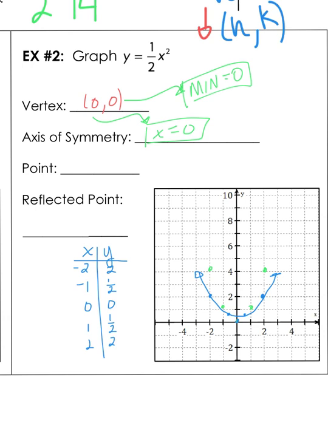Now you can choose any point you want to. I'm going to choose this point right here, (2, 2). So if my point is (2, 2), its reflected point is directly across the axis of symmetry, and the axis of symmetry is right through here. Since this is 2 units away from the axis of symmetry, 2 units on the other side is this point, which is (-2, 2).